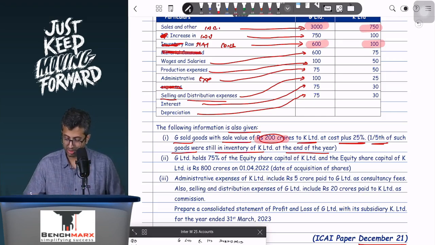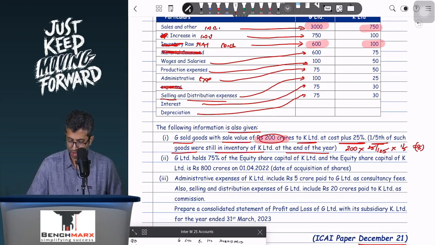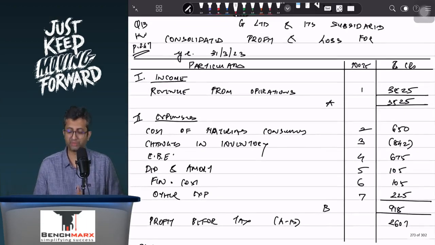Then there's some unrealized profit in stock. How will you calculate that? Well, 1/5 of the goods were in inventory. So this is 200 into 25 by 125. But only 1/5 of these goods are there in inventory, so the entire 200 divided by 5, that is 40, into 25 by 125. Can I say this comes to probably 8 rupees? So by 8 rupees, you will adjust the inventory, and the second effect will go against the stock.